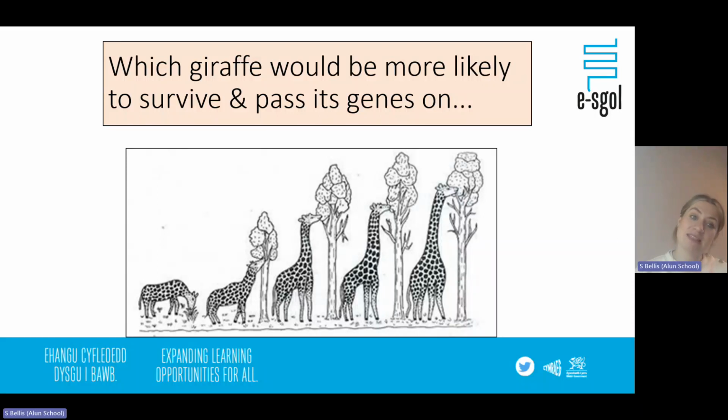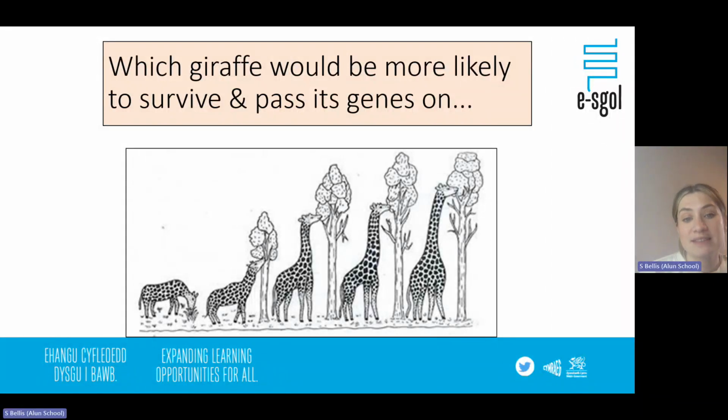So this is a little example that isn't necessarily on the specification, but it is something that you could discuss in an answer if you wanted to. The question is, which giraffe would be more likely to survive and pass its genes on? And you can see you've got 5 giraffes there, starting from one with not a very long neck all the way up to one that has the longest neck.